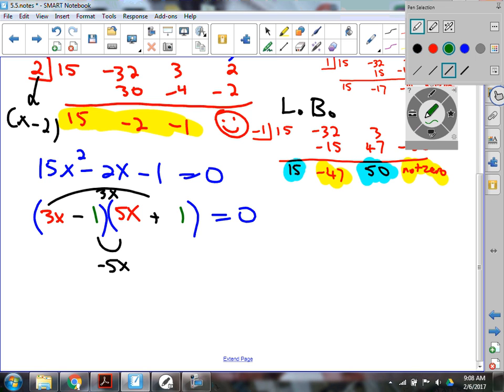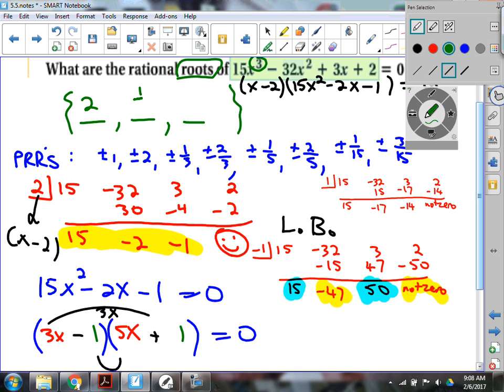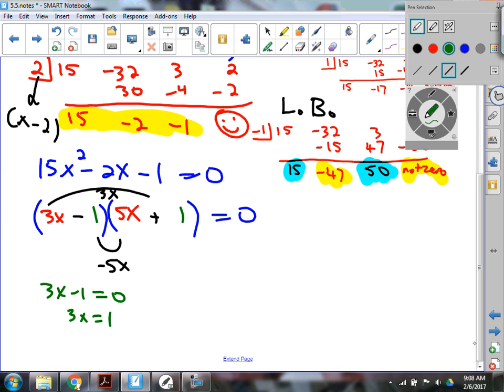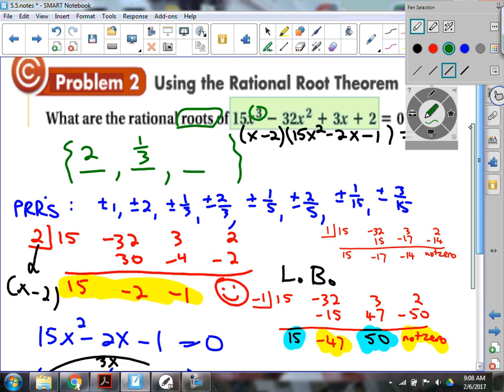So by the zero product property, then 3x minus 1 is 0. So 3x is 1. So what's one of our other roots? 1/3. So 1/3 is one of our roots. Hey, that's in our list, isn't it? Imagine that. And 5x plus 1 equals 0. So 5x is negative 1. And so the other root is negative 1/5. x equals negative 1/5.